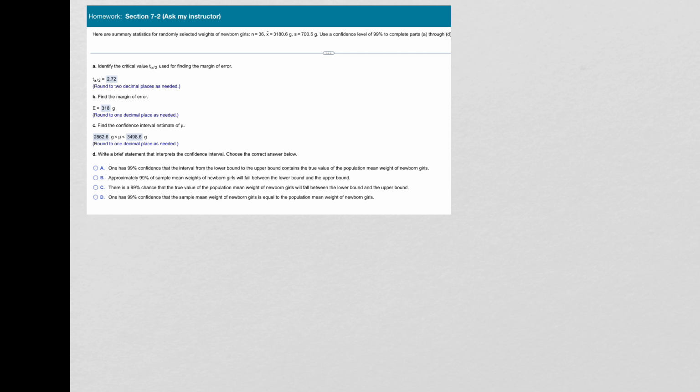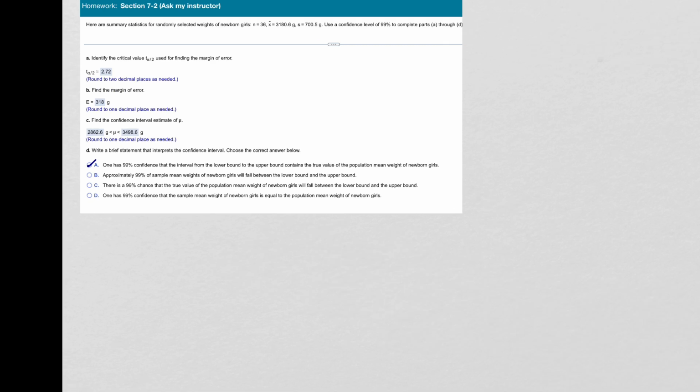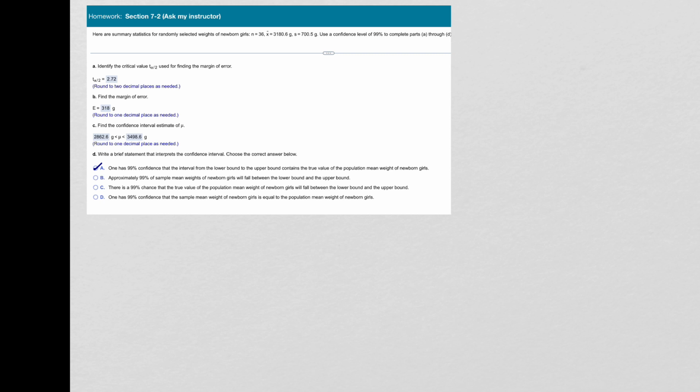So we are looking for A. One has 99% confidence that the interval from the lower bound to the upper bound contains the true value of the population mean weight of newborn girls. So that's what I'm looking for in my answer there. I don't want to say that there are 99% of the sample mean weights, because we only found one sample mean, so it's not that.